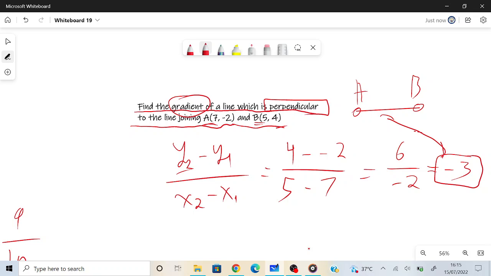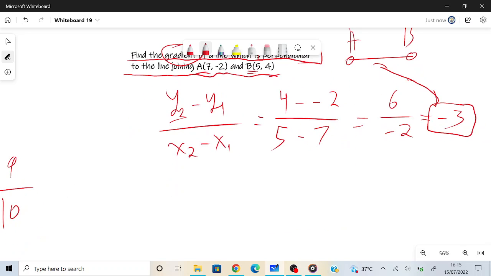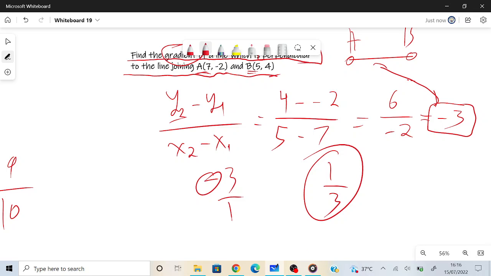Now the question said find the gradient of the line which is perpendicular to the line joining A and B. So if I have minus 3, all I have to do is find the gradient perpendicular to this, and as I said, we take the reciprocal and change the sign. We know this is minus 3 over 1. So taking the reciprocal, you would have 1 over 3. And since there's a minus over here, it's going to be a plus. However, we won't write the plus because it's more professional not to, as we know that if there is no sign, it's positive. So simply, the gradient of the perpendicular is 1 over 3.